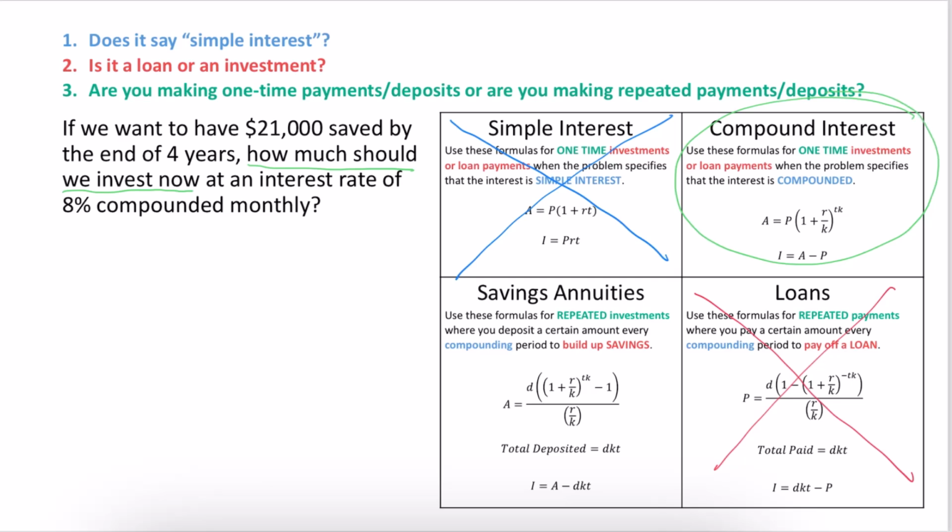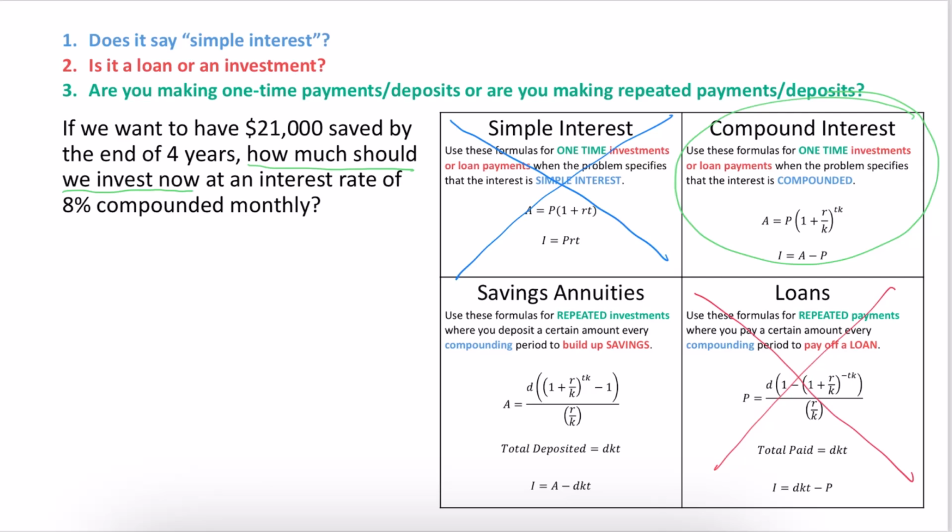Because if it had been a savings annuity situation, the word problem would have said, how much should you invest every month at an interest rate of blah, blah, blah, in order to reach your goal. So the difference is whether you're making a one-time investment where you're paying a whole bunch up front, or whether you are making repeated investments. Once I've identified my formulas, then I can plug in all my variables.